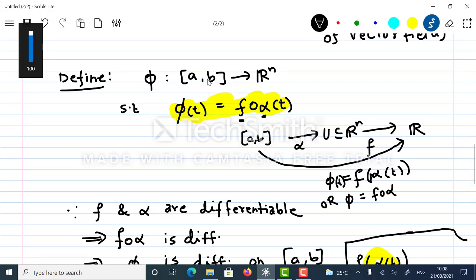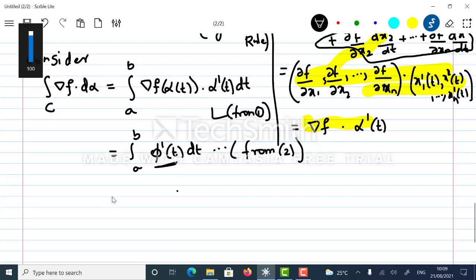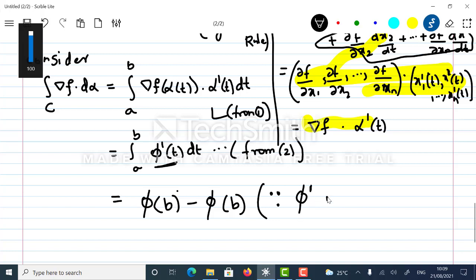Phi is a function from the closed interval a comma b to, that's a mistake I made. It's a function from the closed interval a comma b to R. Please note this. So phi is a scalar field. So this implies this is the same as phi of b minus phi of a. Why could I write this? Because phi dash is continuous on the closed interval a comma b.